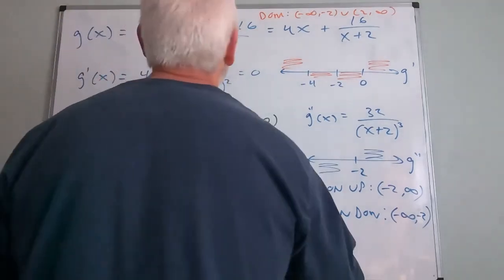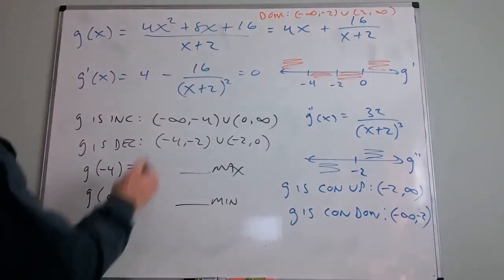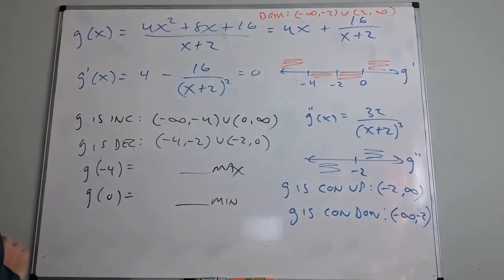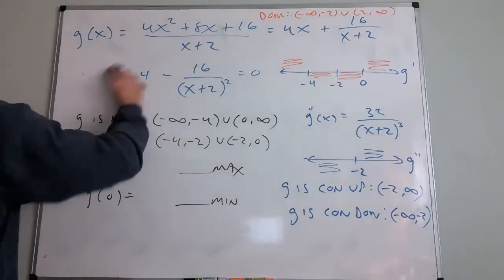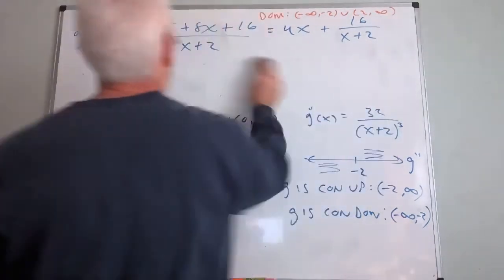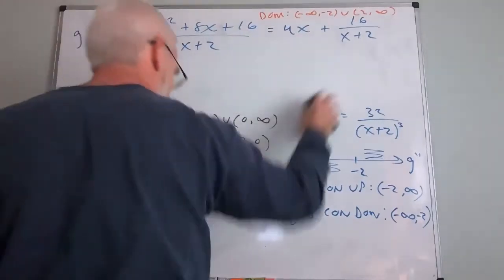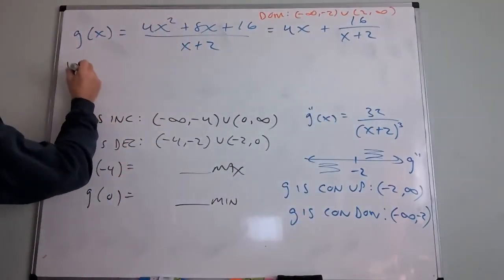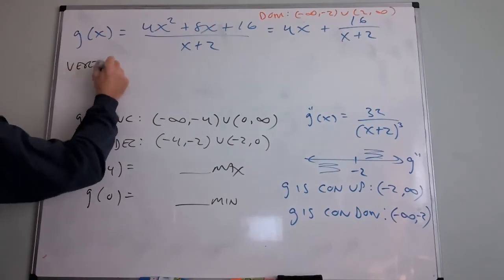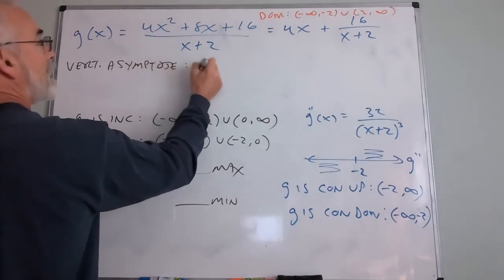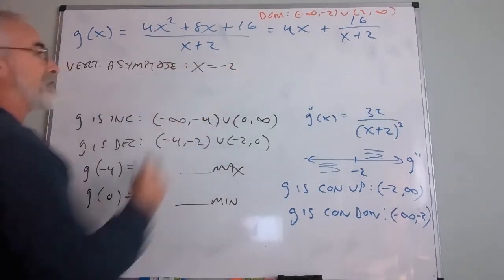Well, there's one more piece of information that I need, and that's going back to here. I'm going to erase this because we've already stated the increasings and decreasings. All right, what about the asymptotes? I'll say vertical asymptote is the line x equals negative 2.